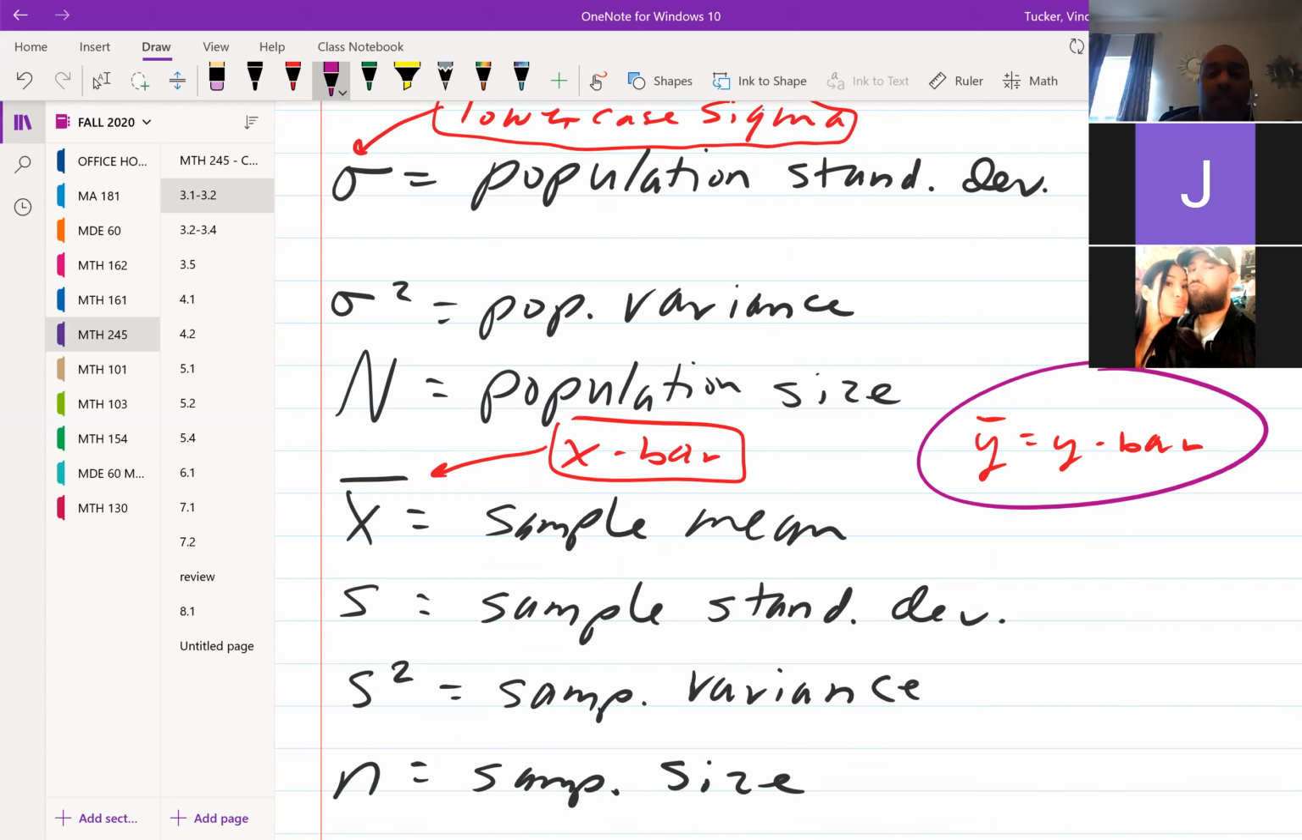S is your sample standard deviation. S squared will be your sample variance. And then lowercase n is your sample size.